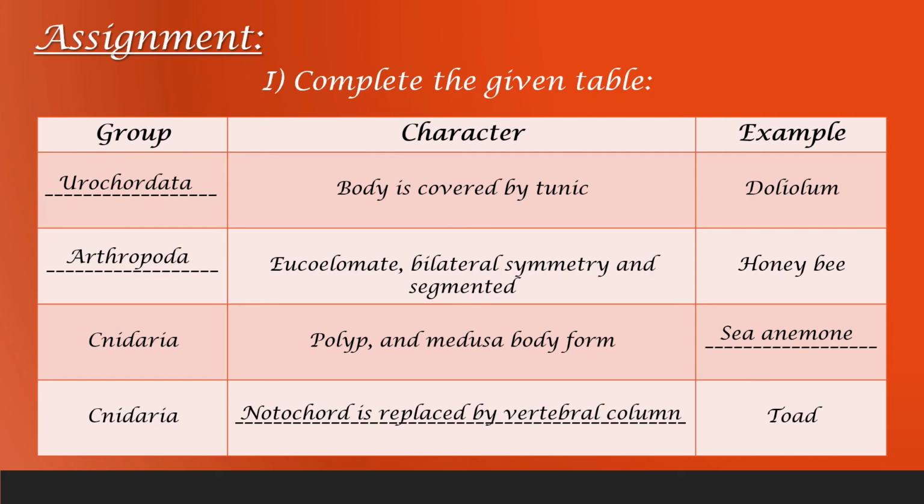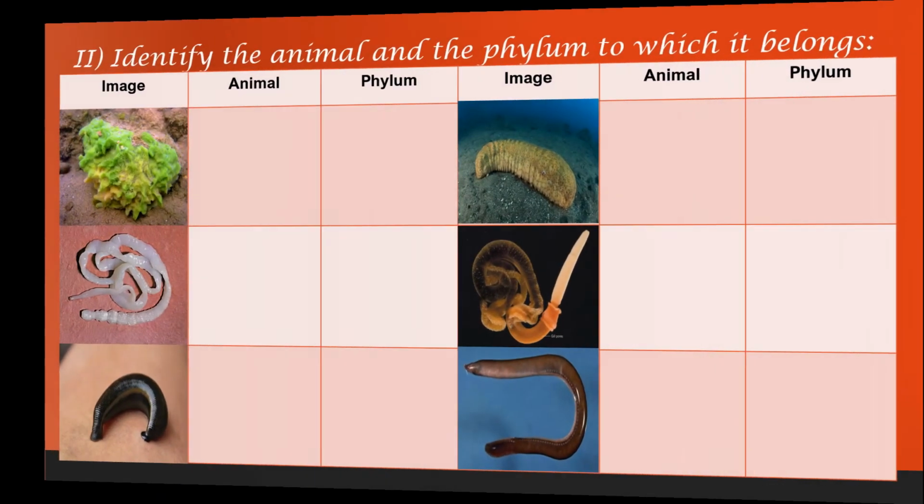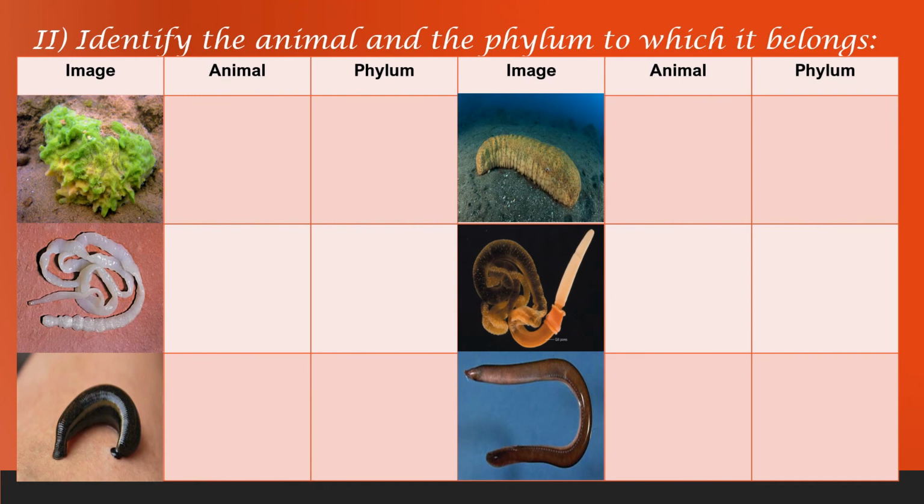Now students, the second assignment is you have to identify the animal and the phylum to which it belongs. So let us begin. The first picture is of Spongilla and the phylum is phylum Porifera. Then the second one is tapeworm. Tapeworm belongs to phylum Platyhelminthes. Then the third one, the animal is leech. Leech belongs to phylum Annelida.